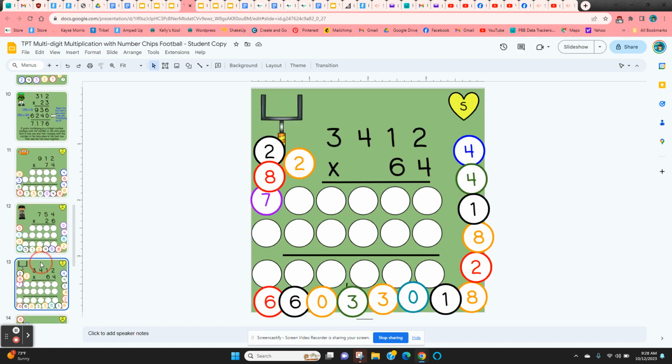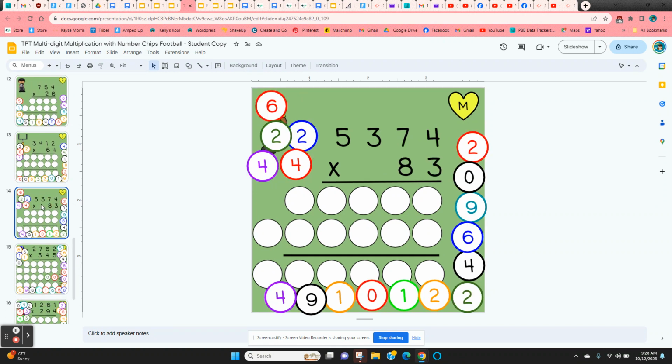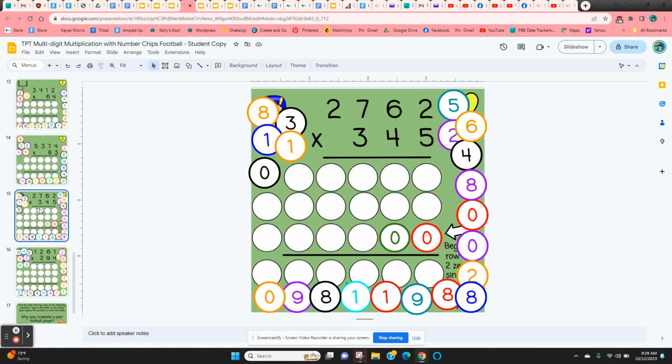So they get a little bit more difficult as they go. Here's a 4-digit by 2-digit. They've got a couple of those. They've got a 4-digit by 3-digit. Now when they get to this one, they're going to be breaking their multiplication into 3 different parts.